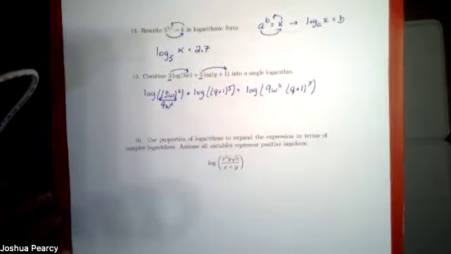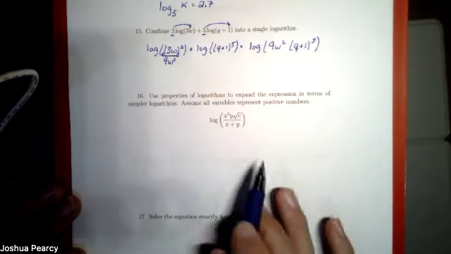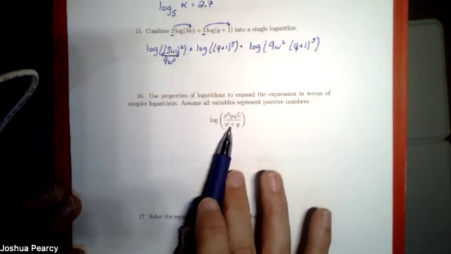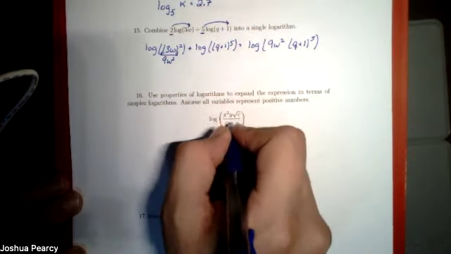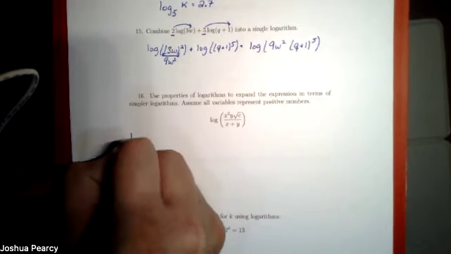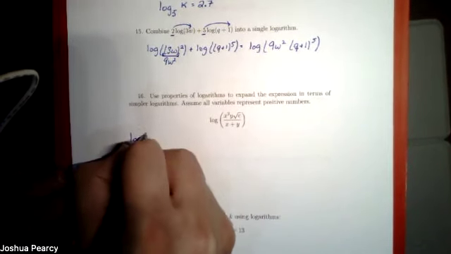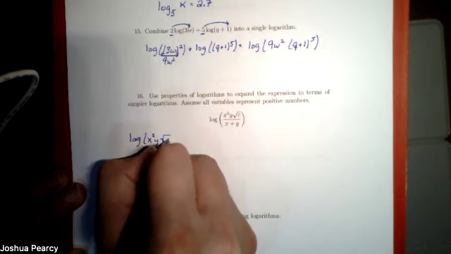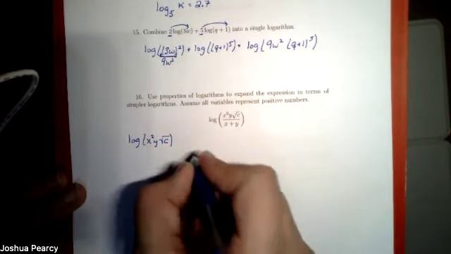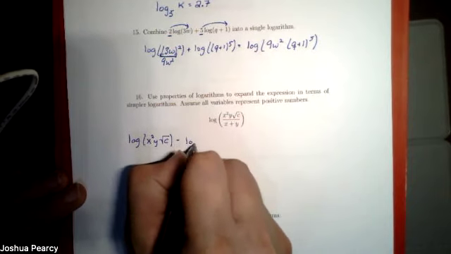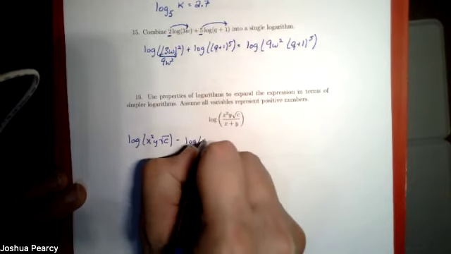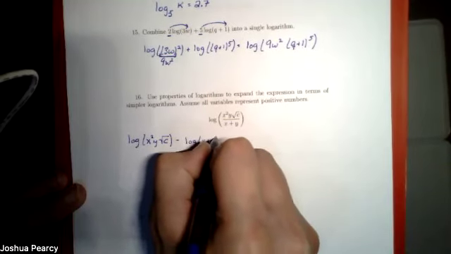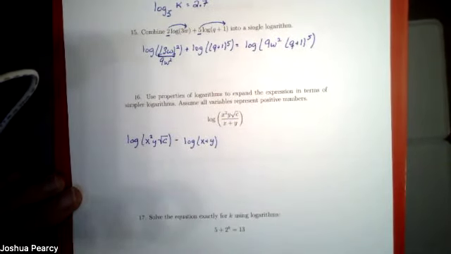This next one wants to actually expand this logarithm. So what we're going to do first is do this division piece here. Whenever we're dividing two things in a logarithm, remember it goes into the subtraction of the two. So this would be log of x squared y times the square root of c, and then minus log of x plus y. So let's see how we can try to expand this.